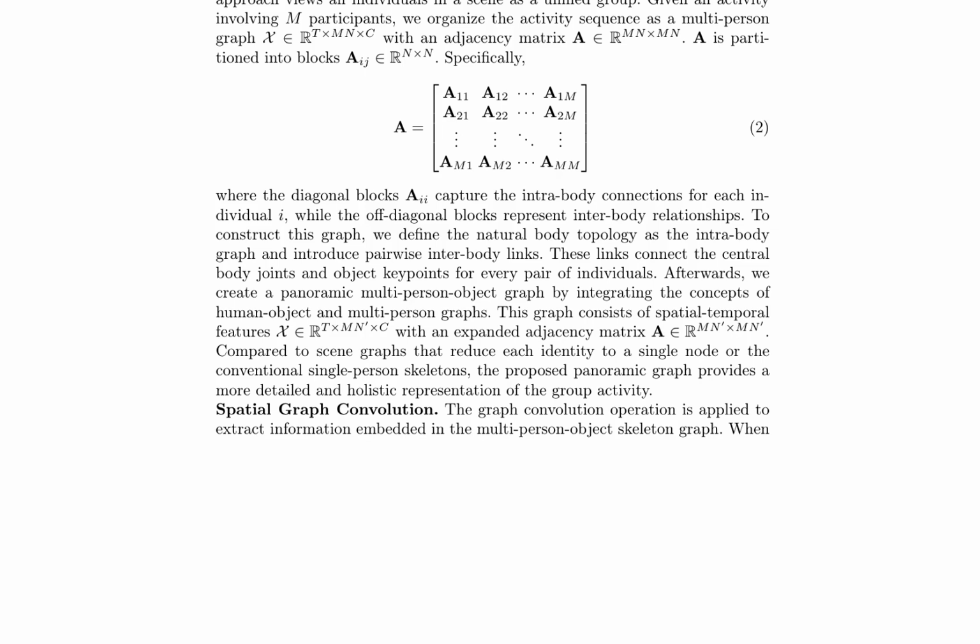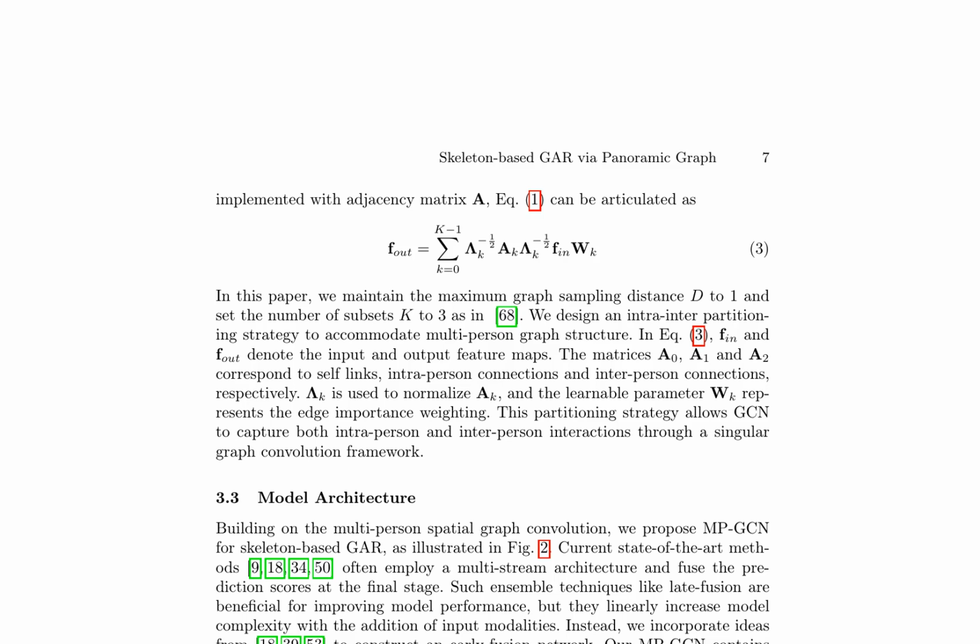The authors demonstrate how this approach can effectively recognize group activities by leveraging the spatial and temporal information from the panoramic graph. The paper presents a novel approach to group activity recognition, GAR, using a multi-person spatial graph convolutional network, MP-GCN.